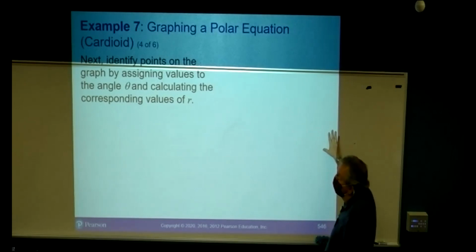So next, to identify points on the graph by assigning values to the angle theta and calculating the corresponding values of r.